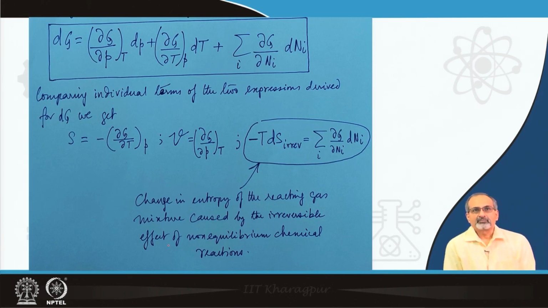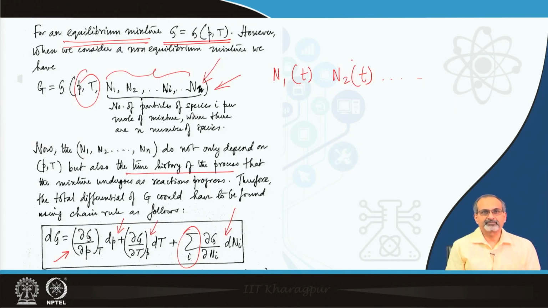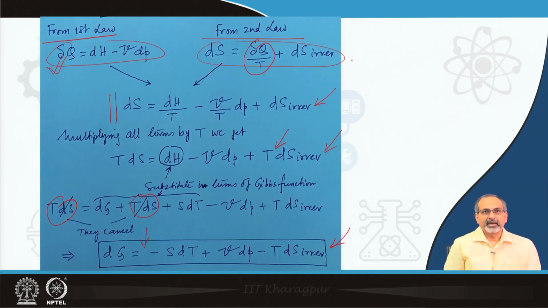Now, if you take this functional form, then comparing individual terms of the two expressions derived for dG, we will get the following. So, we will just try to go back to the two forms that we are talking about. One form of course is what you see over here, the other form is what we left behind, and for that you have to go back to this.